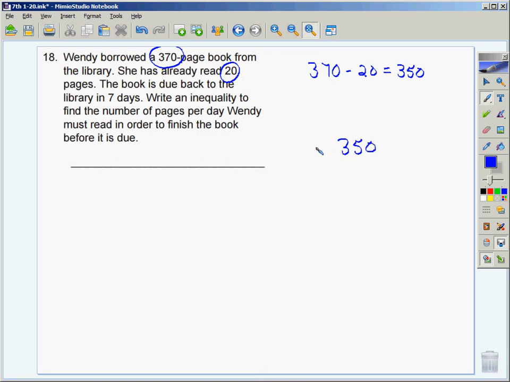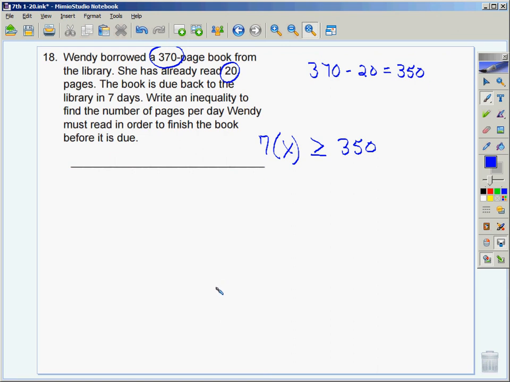Out of curiosity, can she read less than the 350 pages and finish the book? No. Could she read exactly 350 pages? Could she read at a rate fast enough that she'd finish it before the end of the 7 days? So it could be greater than. She has 7 days, and they want to know how many pages per day. That would be your inequality.